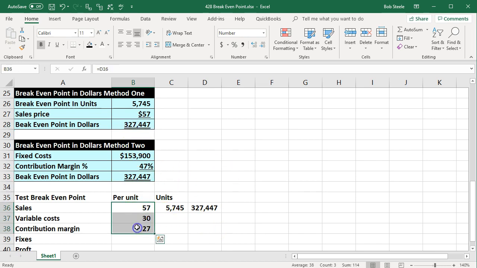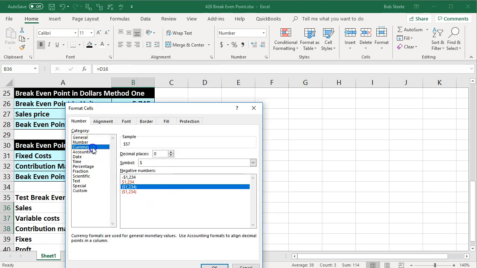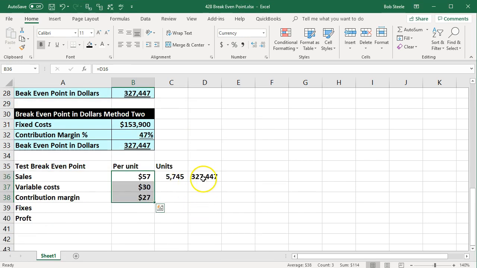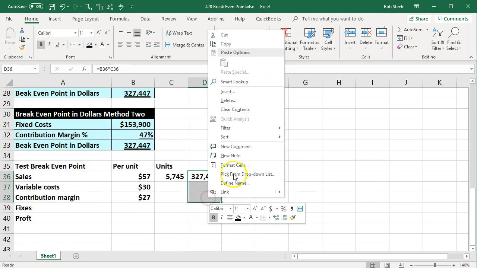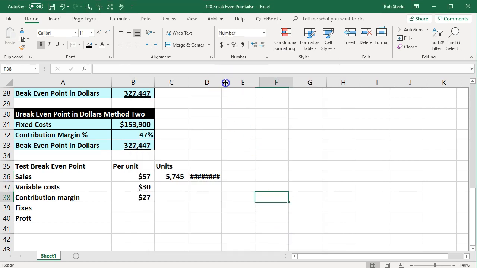So this is in dollars. If we consider this and format these items, these are in dollars, and this is units, and these over here are going to be dollars. So if we format the cell in dollars, we can make that a little bit larger.